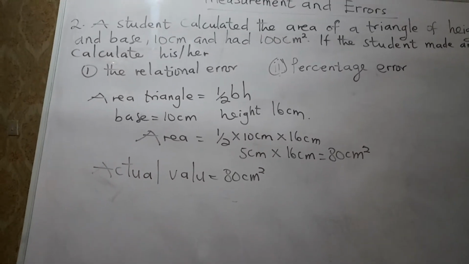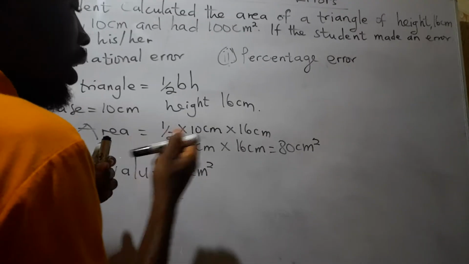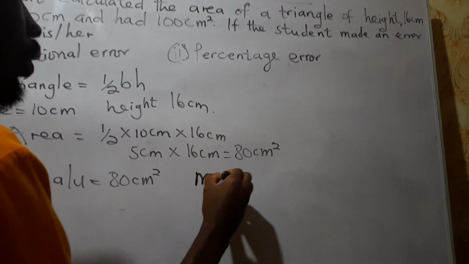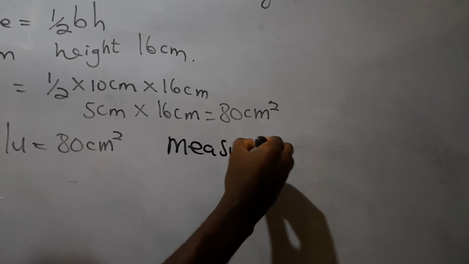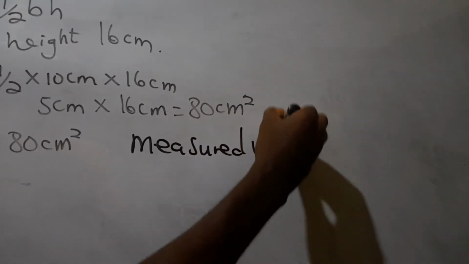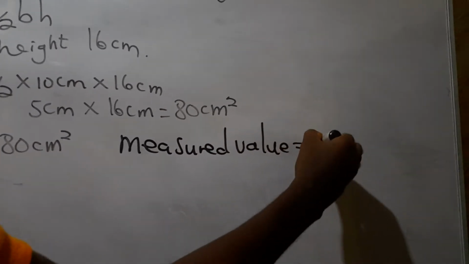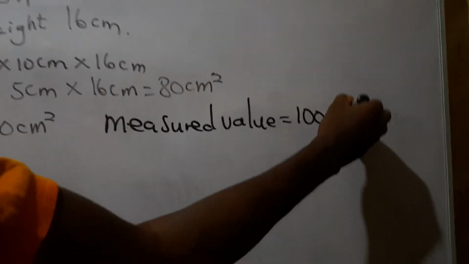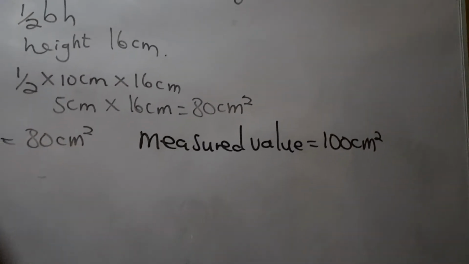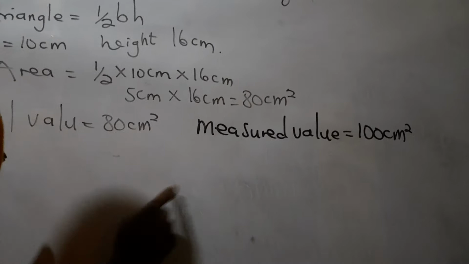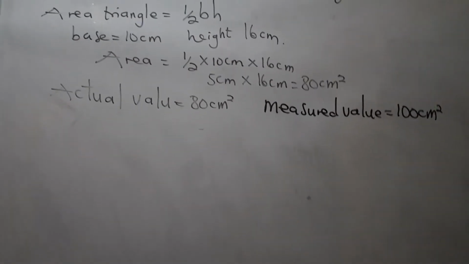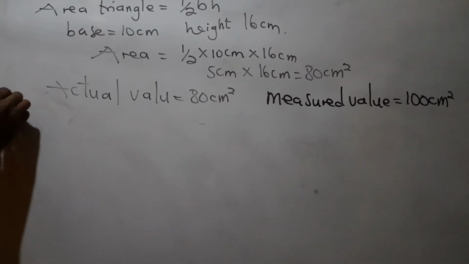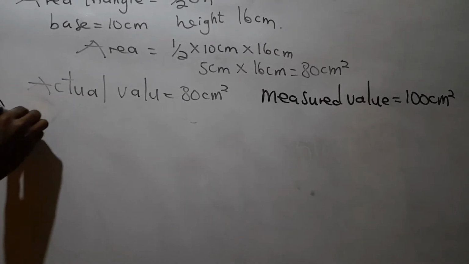What did the student have? The student's measured value or calculated value. The student's measured value was 100 centimeter square. So there is a difference. As long as there is a difference, then there is an error. So we can calculate that error. The first one, relational error.